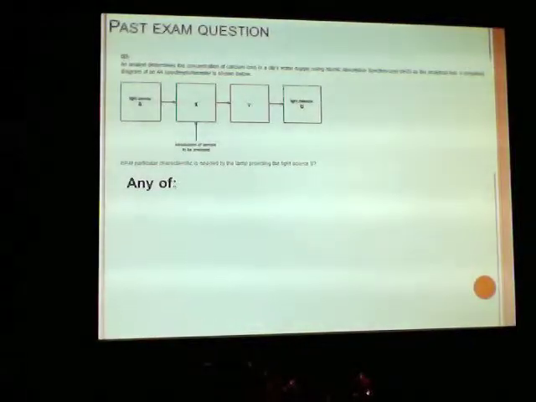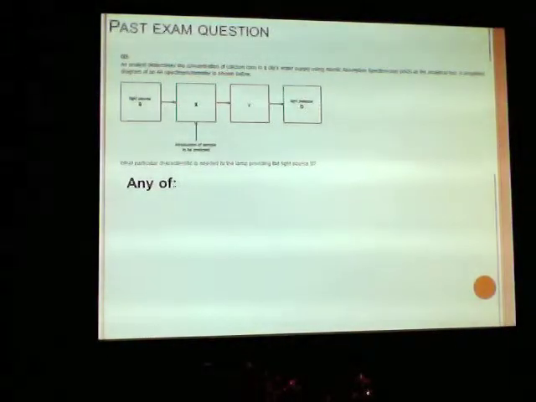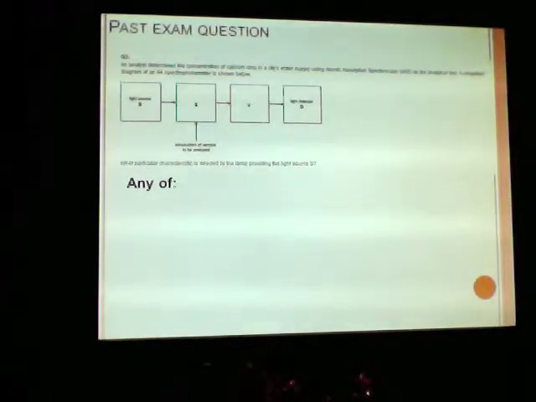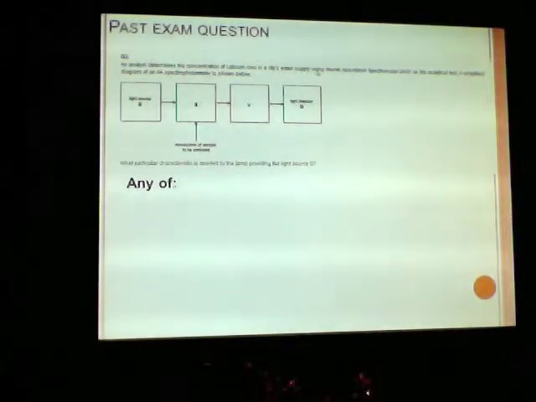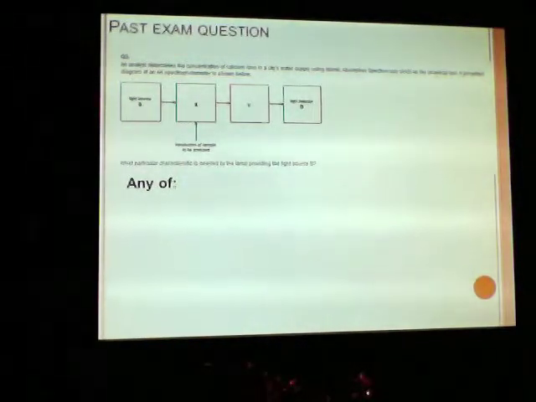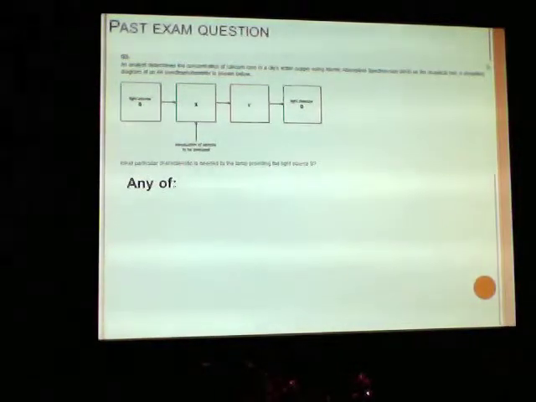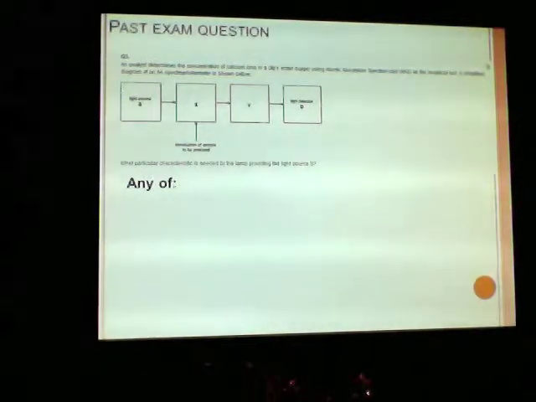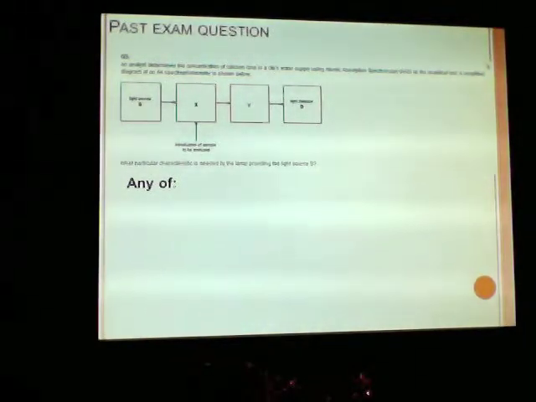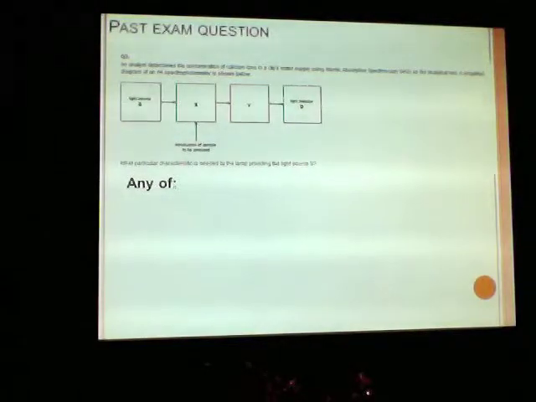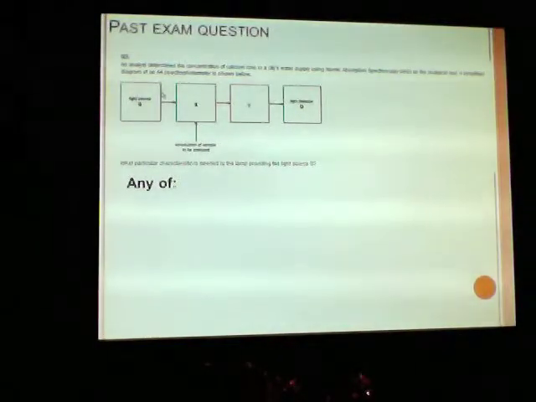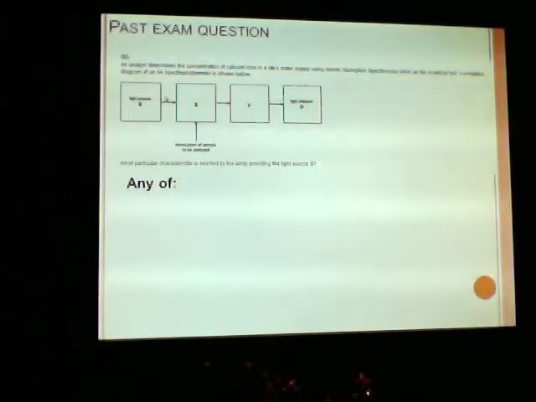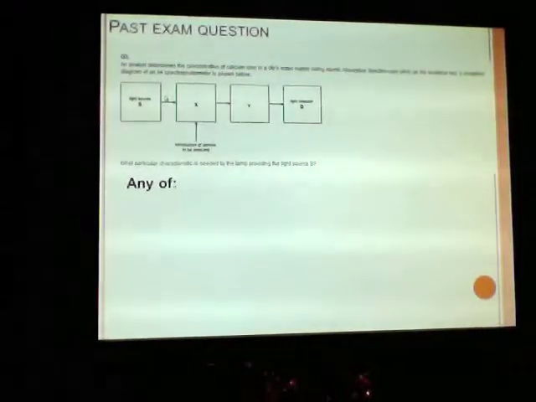Okay, so here we have a past exam question. Analysts determine the concentration of calcium ions in a water supply using AAS as the analytical tool. A simplified diagram of the AAS is shown below. What particular characteristic is needed by the lamp providing light source S? First of all, I want you to think about it for a couple of minutes. Press pause if you need to.